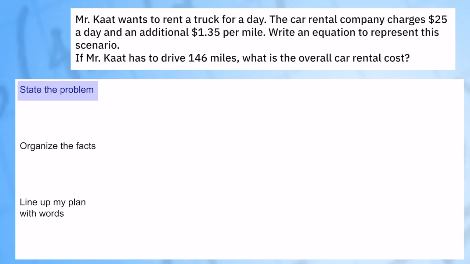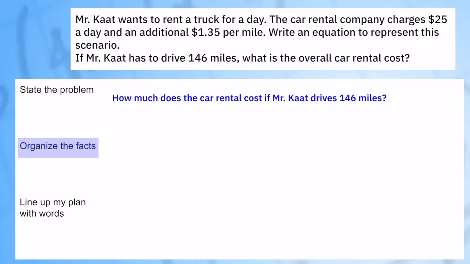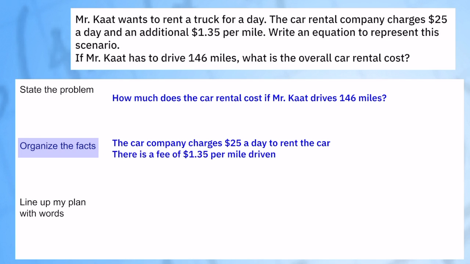So what are they really asking us? There are two things here. Well, we really want to know, how much does the car rental cost if Mr. Cott drives 146 miles? And we're going to represent the equation as well. So what do we know? We know that the car company charges $25 a day to rent the car. And we know that there's a fee of $1.35 for every single mile he drives. And we know that he has to drive 146 miles.